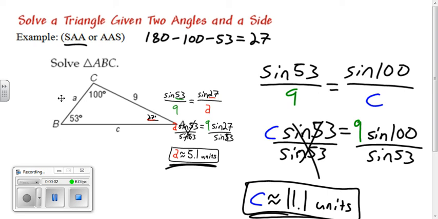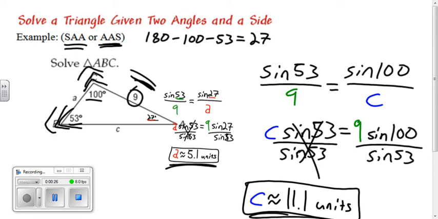In our last example, we were looking at a situation where we had two angles and the side that was not a part of those angles. So this angle, and a side apart from those two. So we call it a side angle angle, or you call it angle angle side. Side angle angle, or angle angle side.